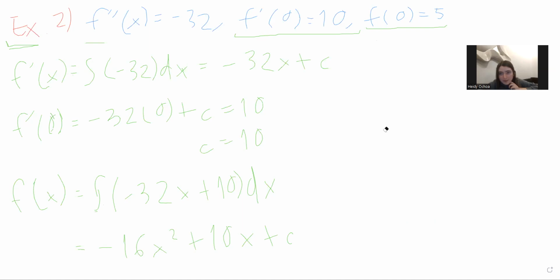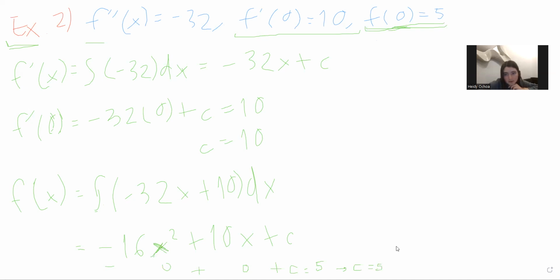And lastly, if we know that f of 0 equals 5, we solve for f of 0, where we'll need to substitute this x in our function by a 0. So we'll get minus 0 plus 0 plus c equals 5. So right here, we know that c equals 5.